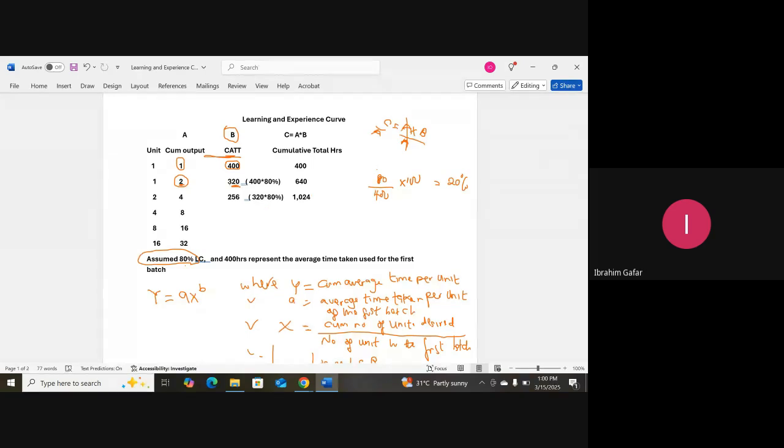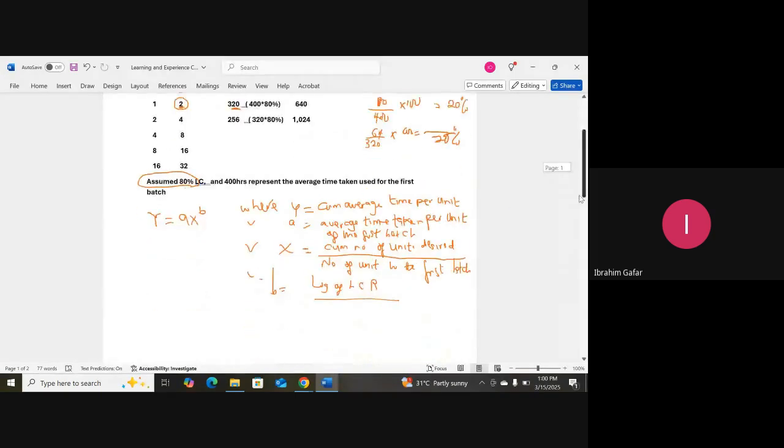Check from 320 to 256. It will be the same thing. 320 minus 256. What do you have? 64. 64 divided by the original one, which is 320, multiplied by 100 gives 20%. You can see it is 20% that is reduced. So if 20% is reduced, it means that the learning curve rate is 80%.